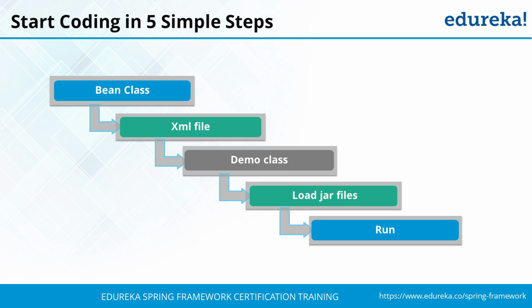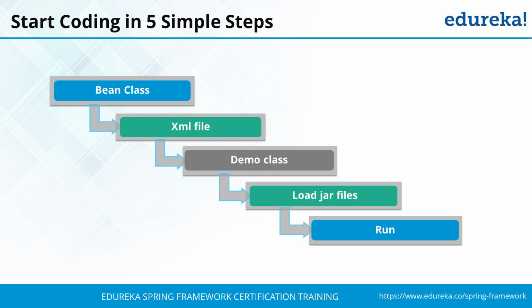Now, in order to code the application, we have 5 simple steps. The first one is you need to write a bean class. Then we need to have an XML file. Then there will be one main class that's going to have the main method, where you're going to write your core logic. You need to load the jar files required for your Spring Core framework, and finally you run your project. So that's the sequential approach of writing our program.